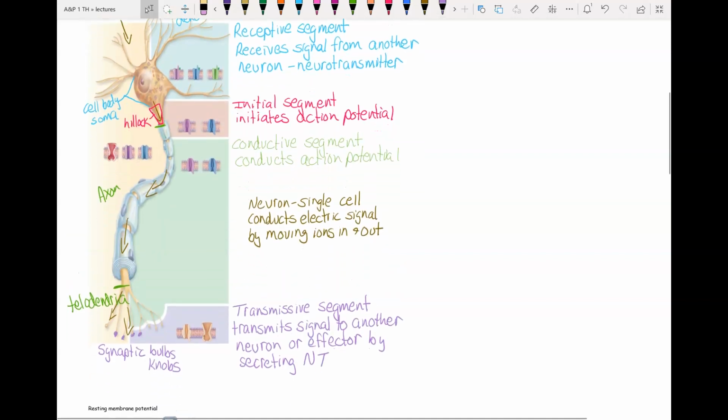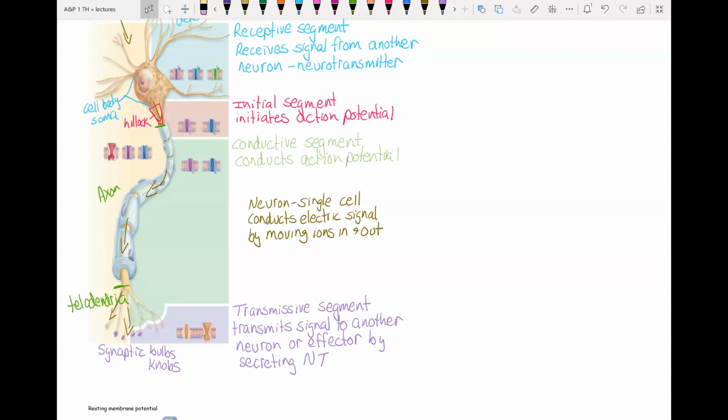Okay, so those are the parts of the neuron. But remember we said that a neuron moves ions in and out. So now think back to chapter 4. What moves ions in and out of a cell? Do you remember learning about transport proteins? And we had channels, gates, and pumps.